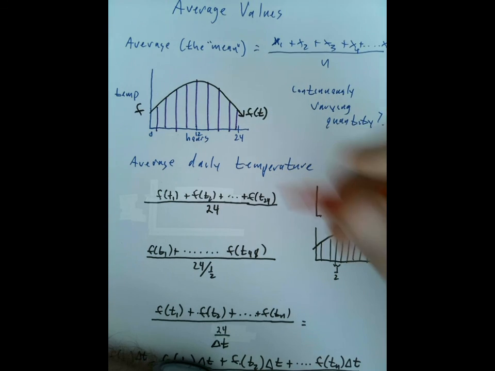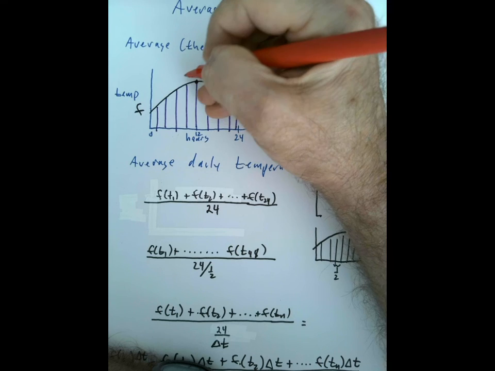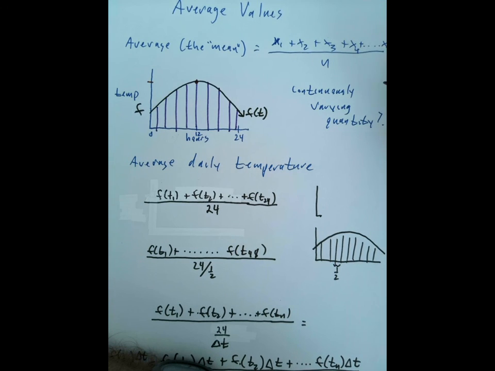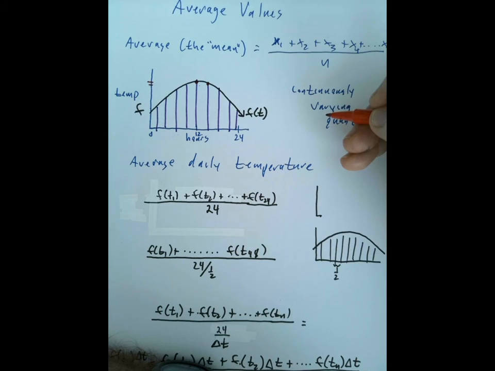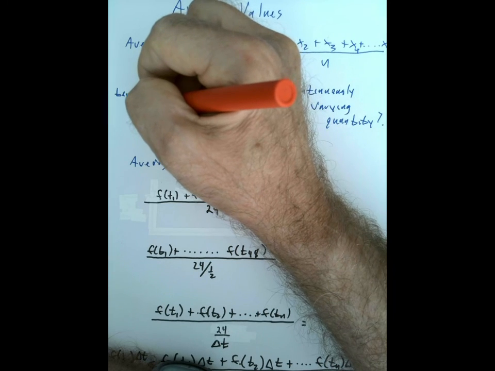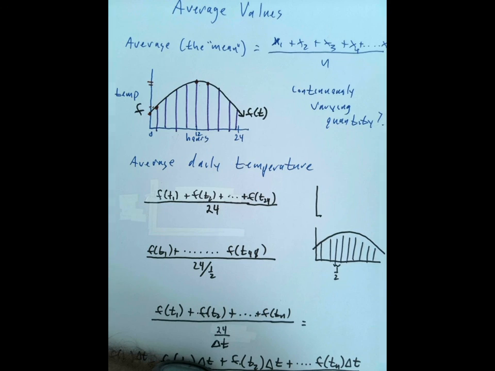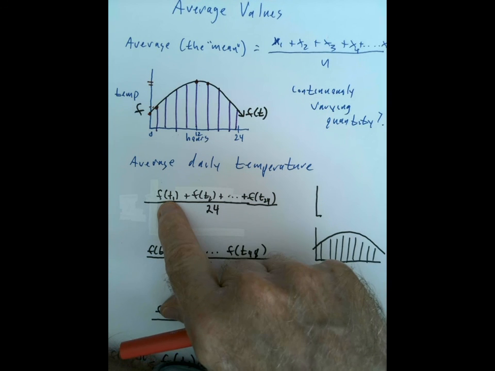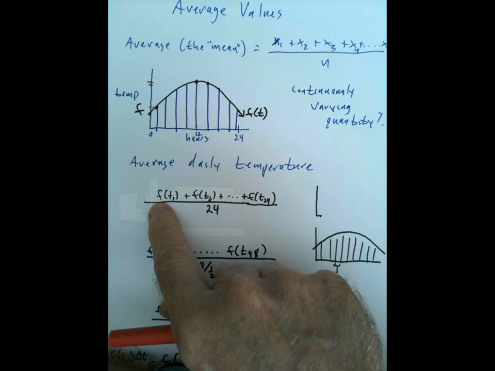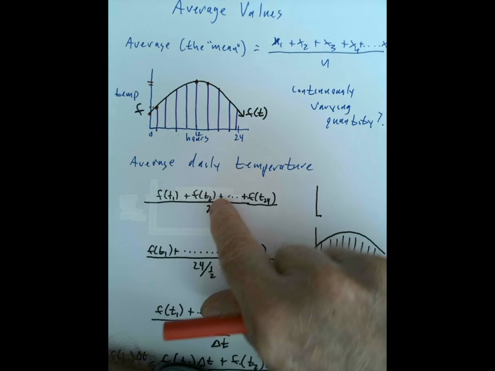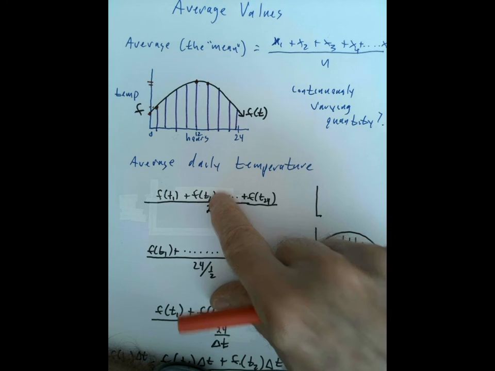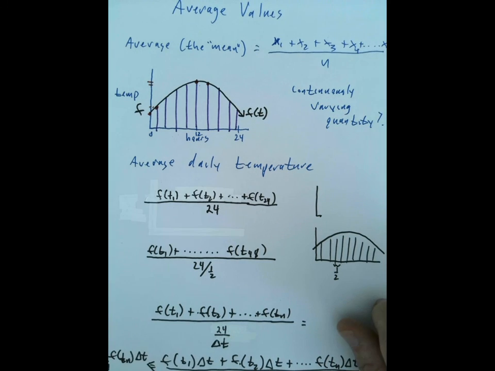So f of 12, for example, would be right up there. And maybe f of 13 would be that temperature right there, a little bit lower. f of 0 would be right there. Does that make sense? So f of t1 is the temperature at time 1, f of t2 is the temperature at time 2. Little t is the time, it's not the temperature. f of t represents the temperature value.